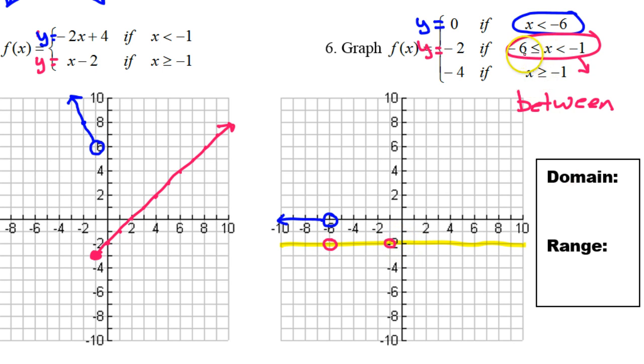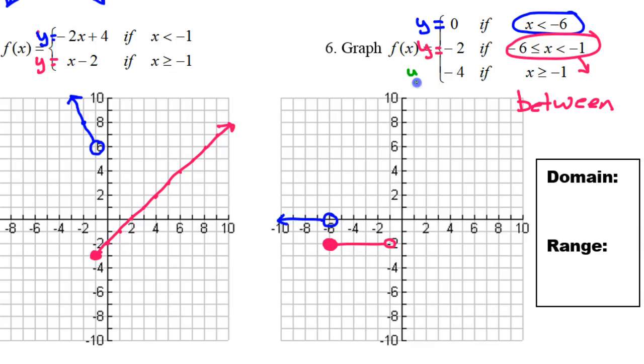Okay, now at negative 6, it's or equal to negative 6, so we'll make this a closed circle to show that negative 6 is included. We'll leave this one an open circle. So between negative 6 and negative 1 is going to be like this. So you're going to have a segment when the domain restrictions are like that. So that's what the middle piece should look like.